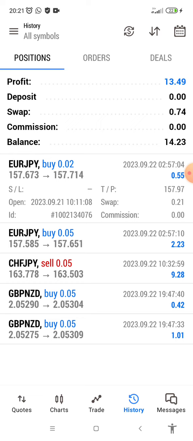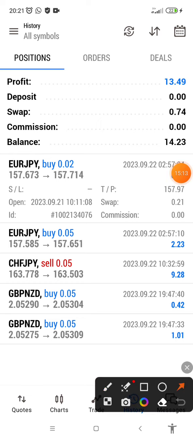Now, look at something interesting. Look at the trade. Look at swap. If you look at swap, you see that there was a swap fee of positive 0.21 on this trade. Do you all see it? This is it. So it means the swap that was charged, because I left the trade to run from yesterday, Thursday, to today, Friday, wasn't in negative, but rather positive. So just as I told you, it is not all the time that the swap will be negative. Sometimes the swap will be positive, depending on how the currency ended the day.